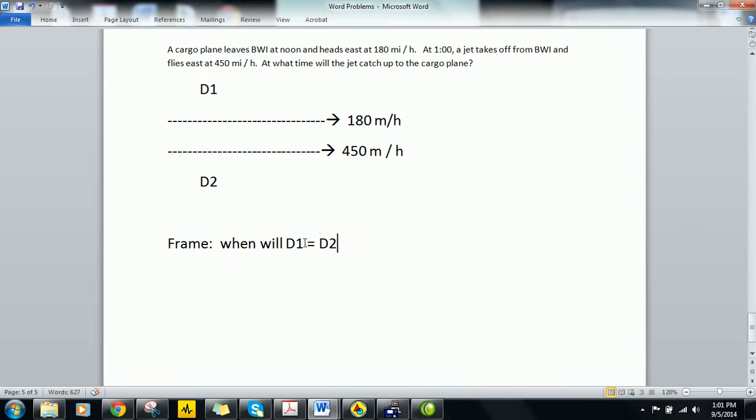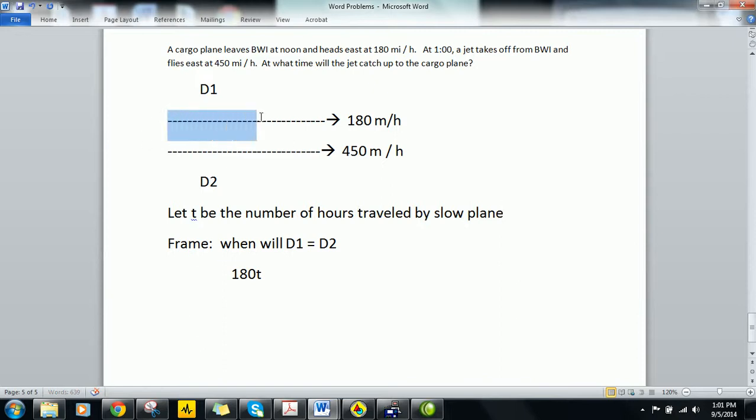So let's consider how we replace this distance here by its equivalent rate, which we have, times time. So D1 is going to be replaced by 180 miles per hour times t, time. So my variable, let t be the number of hours traveled by the slow plane. This guy is a slow plane. So the distance the slow plane travels, I rewrite as rate, 180, times time, t, which I let be the hours that plane traveled.